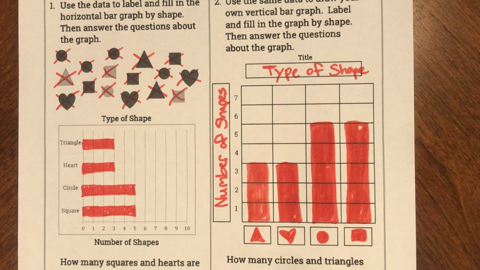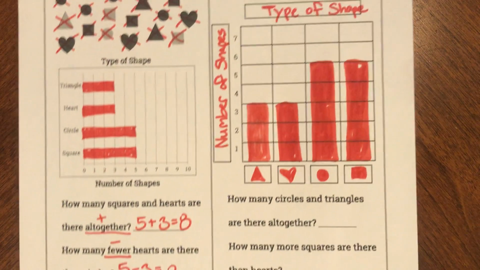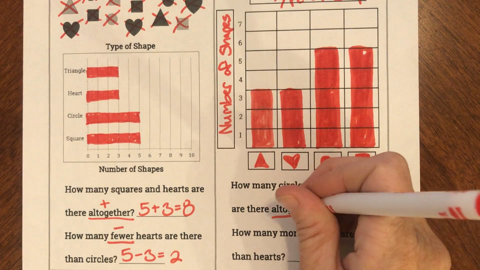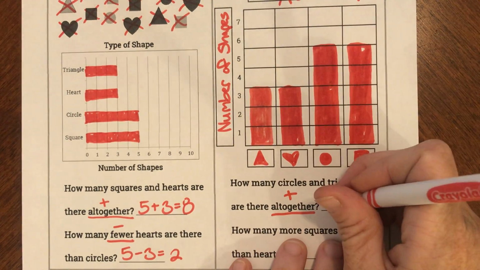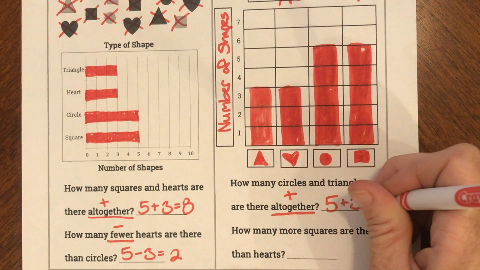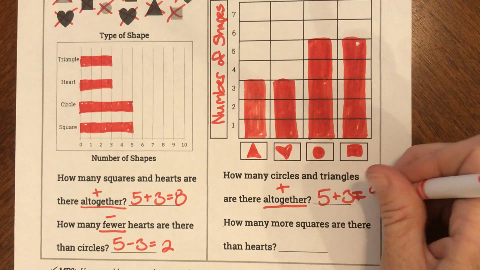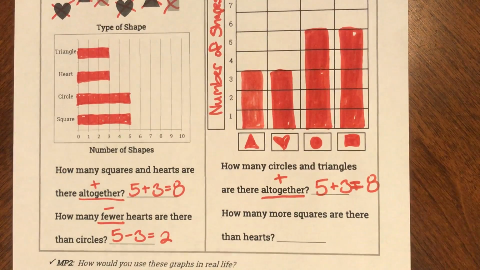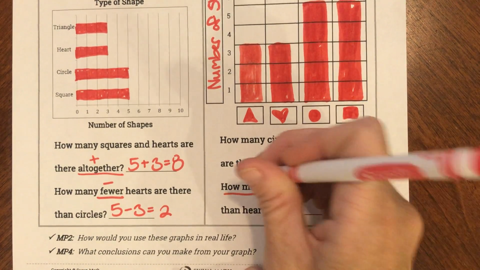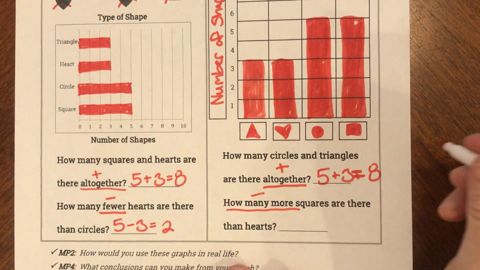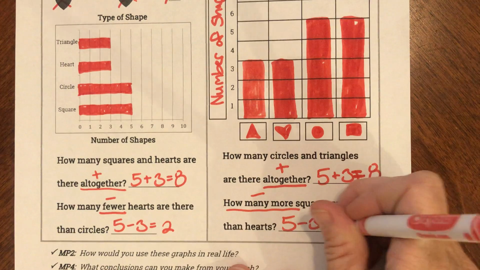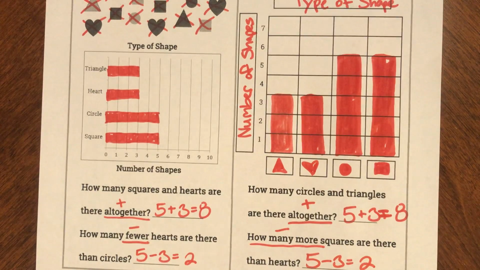Okay, now they want me to answer some more questions. How many circles and triangles are there all together? Well, there are 5 circles and there are 3 triangles. So all together I have 8. How many more squares are there than hearts? How many more? Sounds subtraction to me. There are 5 squares and 3 hearts, so I'm going to say 2.